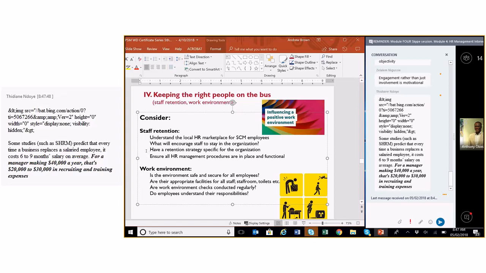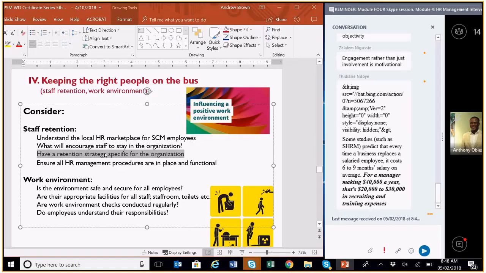Thanks, Tidian. One of the important points to note is it is a big cost to a business to actually change an employee. The costs of actually recruiting, but also in lost productivity. Thanks for that thought, Tidian. The other aspects, so having a retention strategy means that you understand the local environment and you've highlighted what are the key areas that you're going to work on in order to keep staff in a business, whether they are financial or non-financial parts of the strategy.